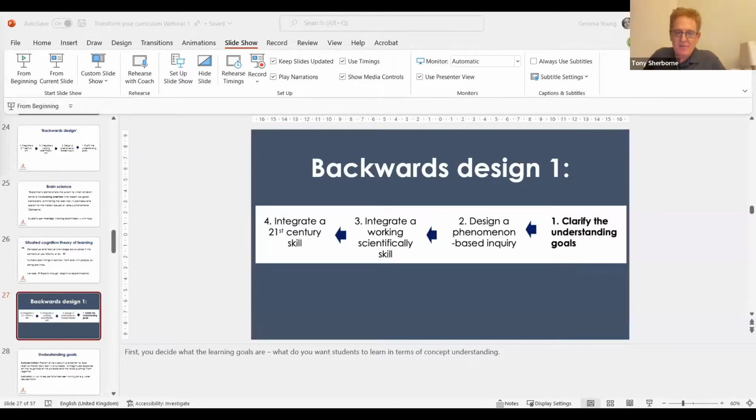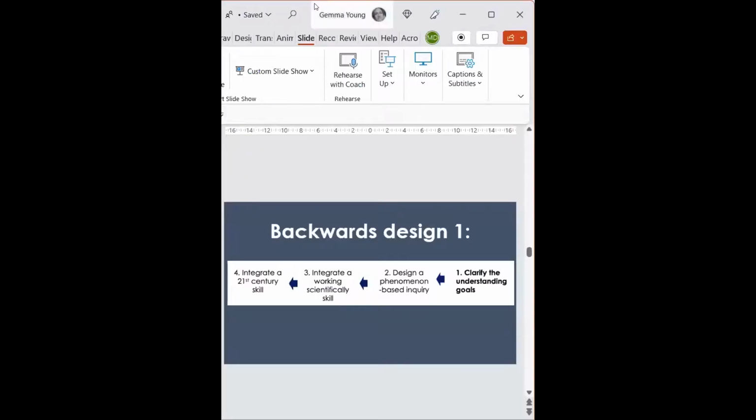Okay, if not, we'll keep questions to the end and let Gemma show you the action, which is how to do this with an example. Okay, I'm just trying to.